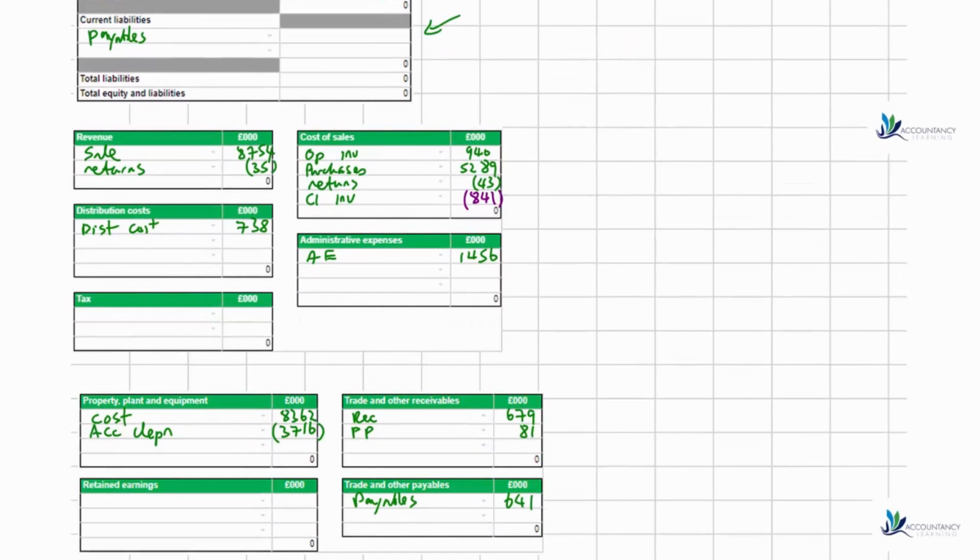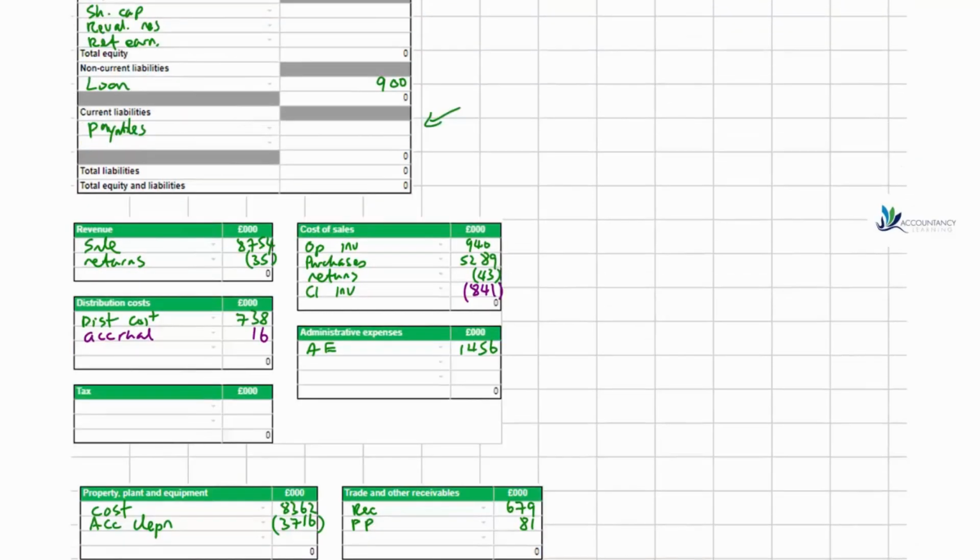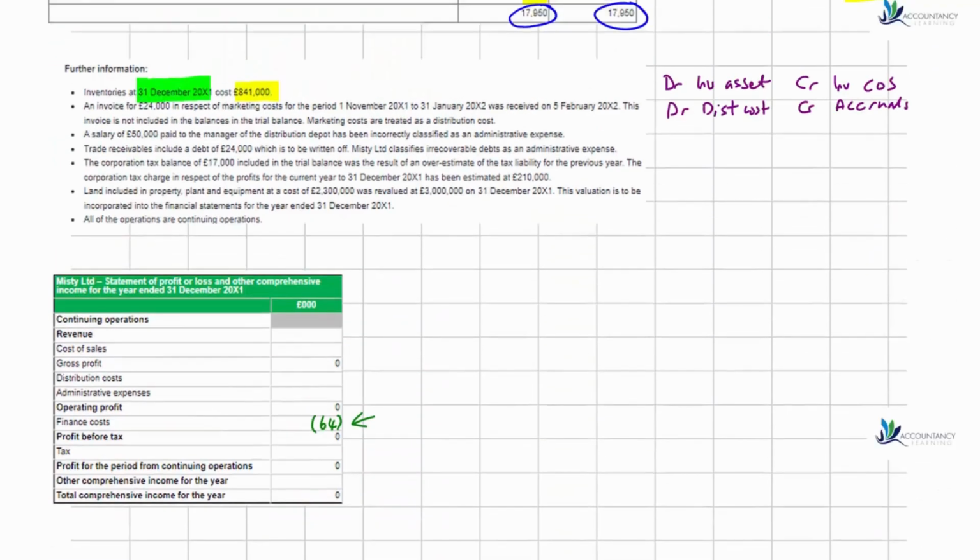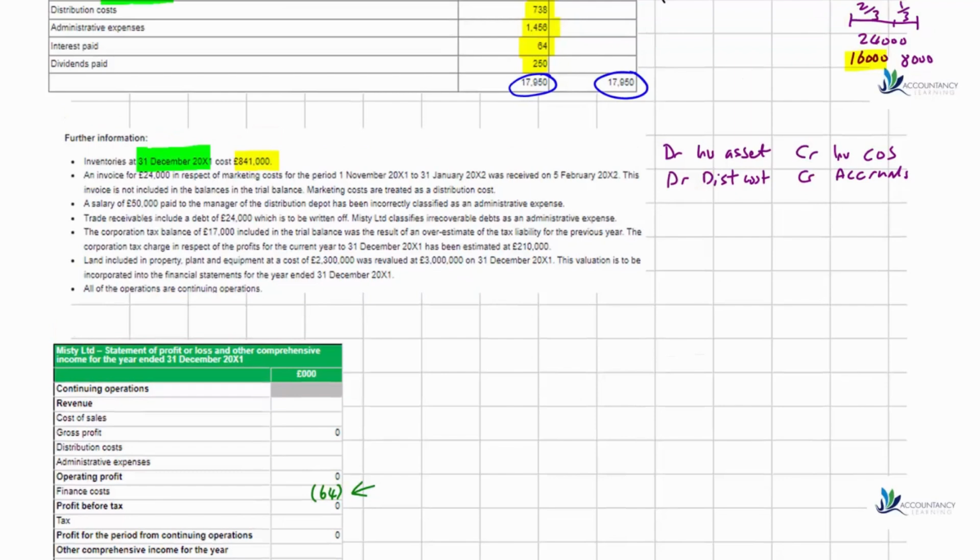So we need to add an accrual for marketing. There's a further 16, and that's relating to an accrual. And in our statement of financial position workings, we've got trade and other payables. So we've got a distribution cost here of 16 that we need to include. So we've done the debit and the credit for that figure. So now I'm happy to highlight the number. So I've used that.